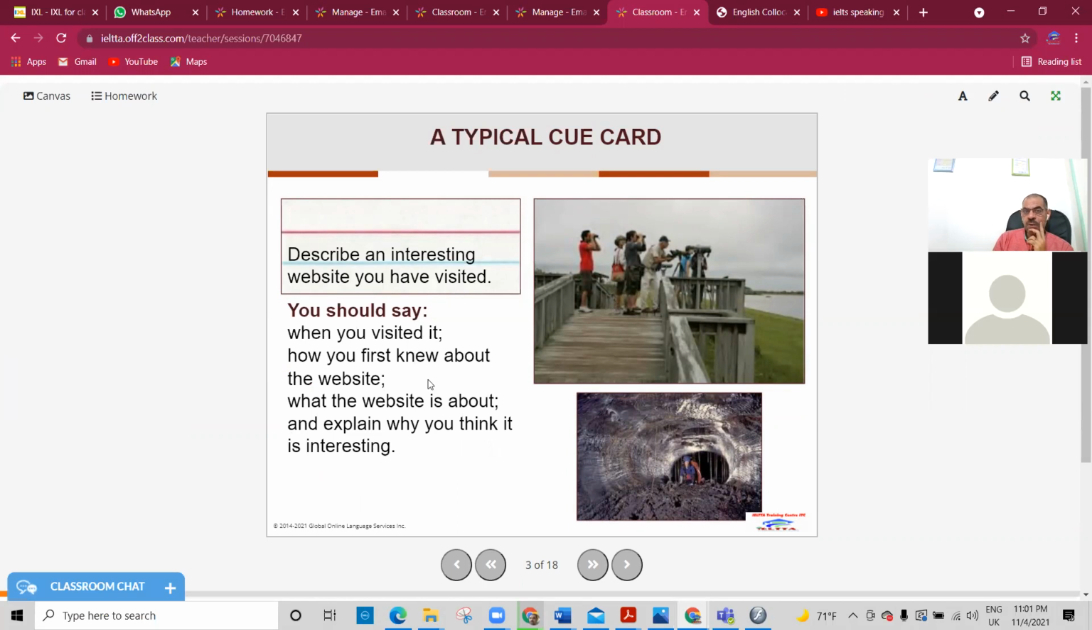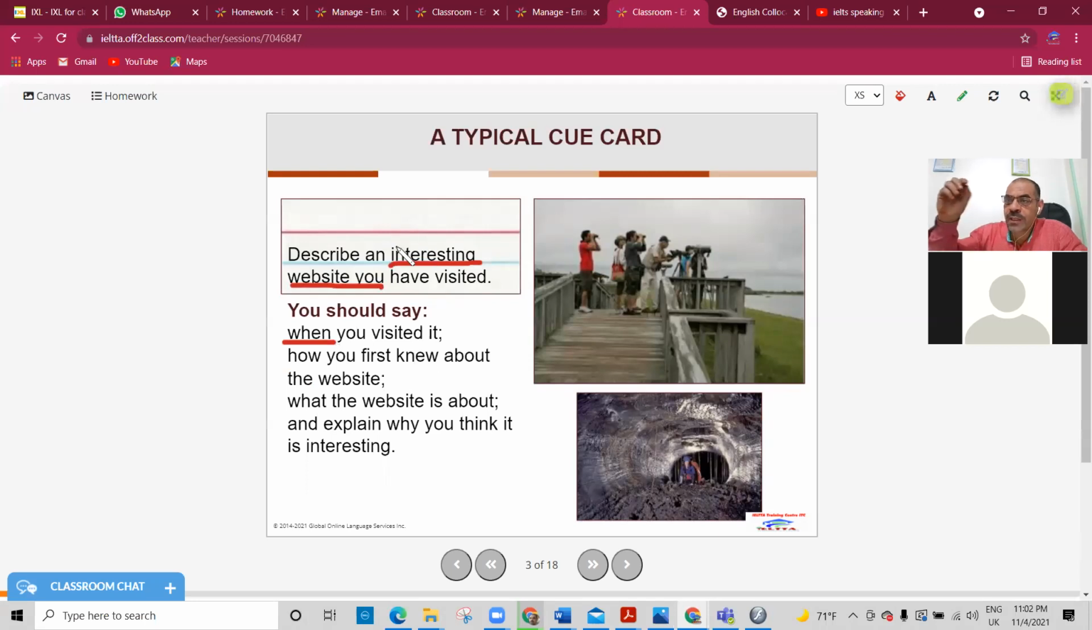In your test, you will have a cue card like this, for example. So the main topic is an interesting website. First, you are not allowed to write anything on the cue card, because the cue card is used more than once in the test on the same day. So you are not allowed to write anything on the cue card. But I have to read it and take notes on a piece of paper which the examiner will give to me. So I have to underline the keywords in each point.